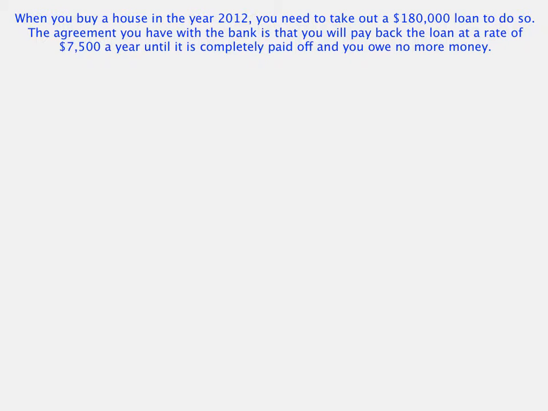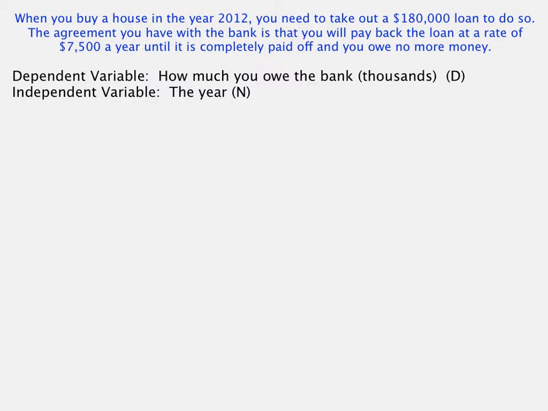Okay, first things first, let's define some variables. Let's let the dependent variable be the amount that you owe in thousands, and we'll give that the variable D. And let's let the independent variable be the year, which we will call N.